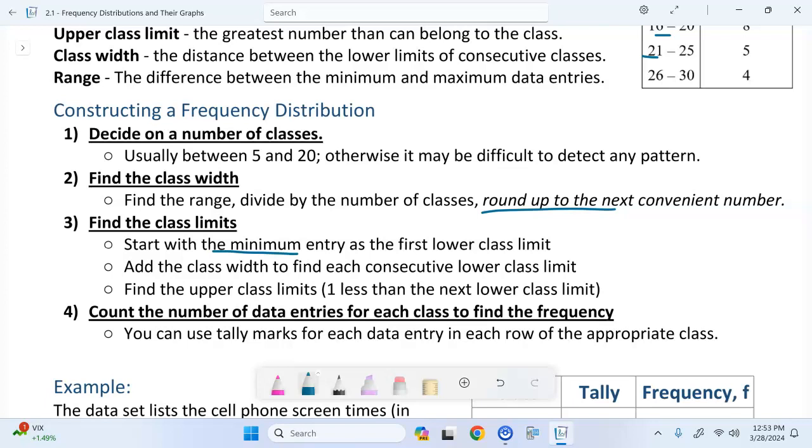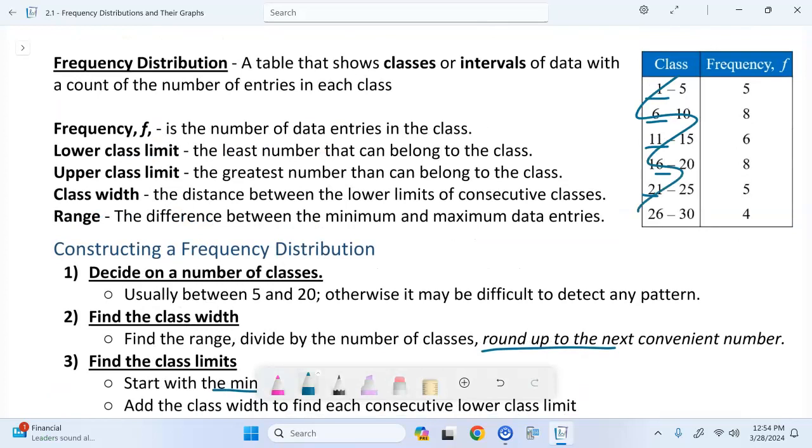And then we can find the upper class limits by looking at the next lower class limit. We don't want any gap between one upper class limit and the next lower class limit. So when we look at our first frequency distribution, if I have all of my lower class limits and I'm trying to find my upper class limits, I have to think, okay, well, this group starts at 1 and the next one starts at 6. So I don't want there to be a gap between when one class ends and the next one begins.